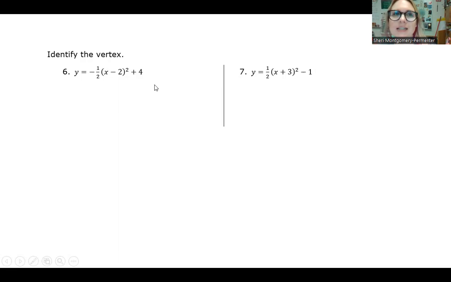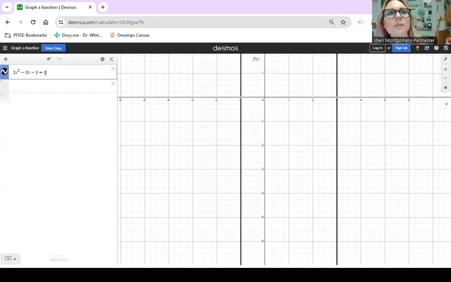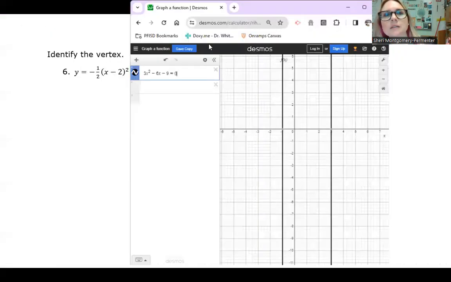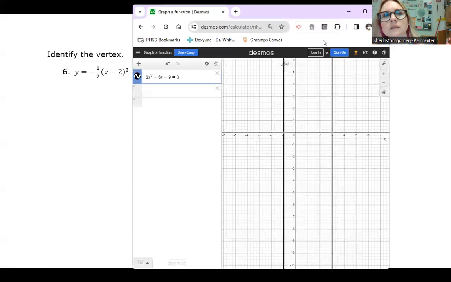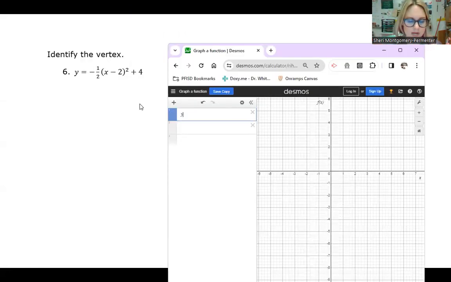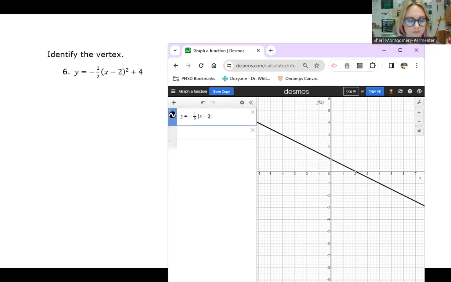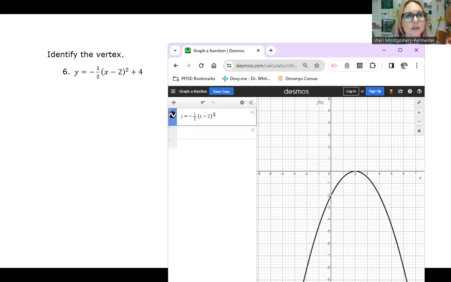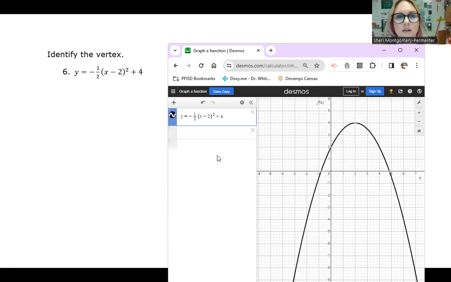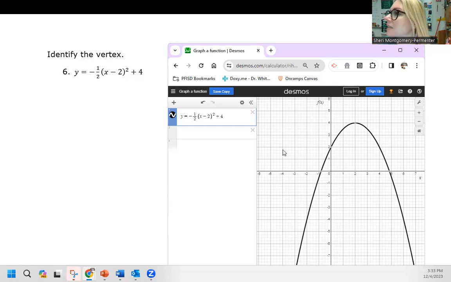All right. The next question. This is not Desmos, but we could use Desmos to help us. I'll show you both ways. So if we use Desmos and we type in exactly what we see, y equals -1/2 (x minus 2) squared plus 4. The vertex is the little point. It's either the maximum or minimum point. So what is it? 2, 4.